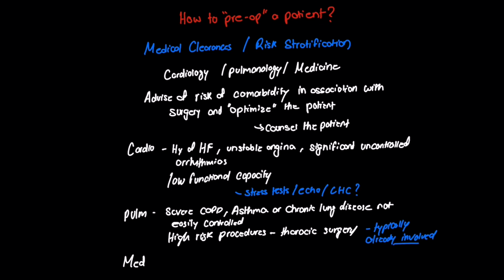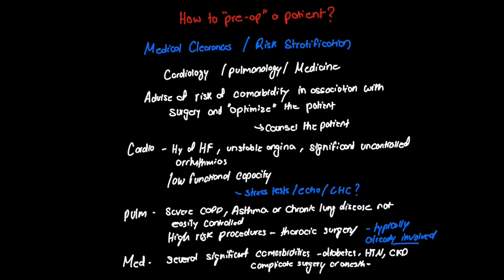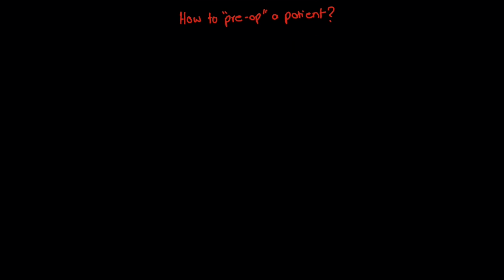You ideally want to consult internal medicine if you have a patient with several significant comorbidities such as diabetes, hypertension, CKD that may complicate anesthesia or surgery. These physicians can better assist in optimizing your inpatient meds as well as make changes for their meds for dispo if necessary. This is all you need to consider for pre-oping the average patient.